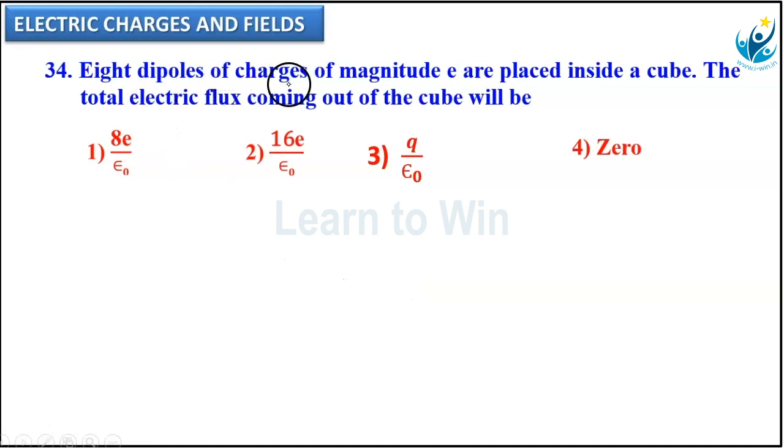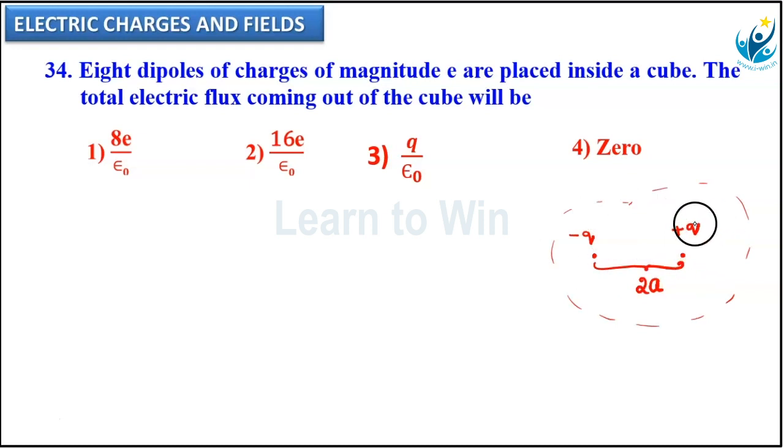8 dipoles of charges of magnitude q are placed inside a cube. The total electric flux coming out of the cube will be. A dipole is an arrangement of two equal unlike charges separated by a small distance. Here, if we enclose this dipole in a closed surface, the net charge is minus q plus q.